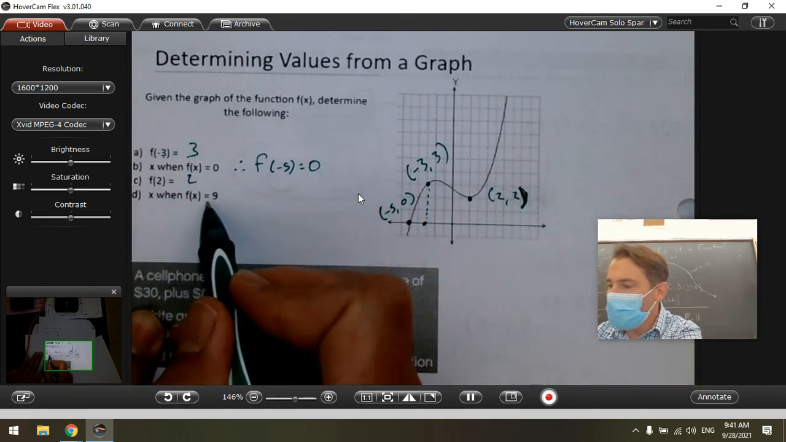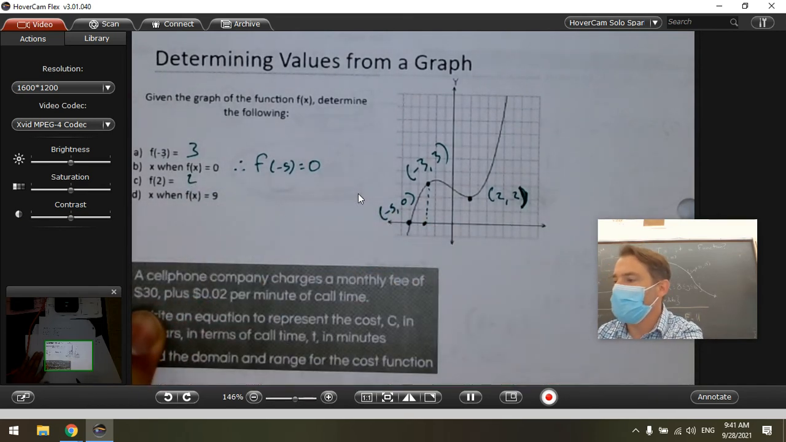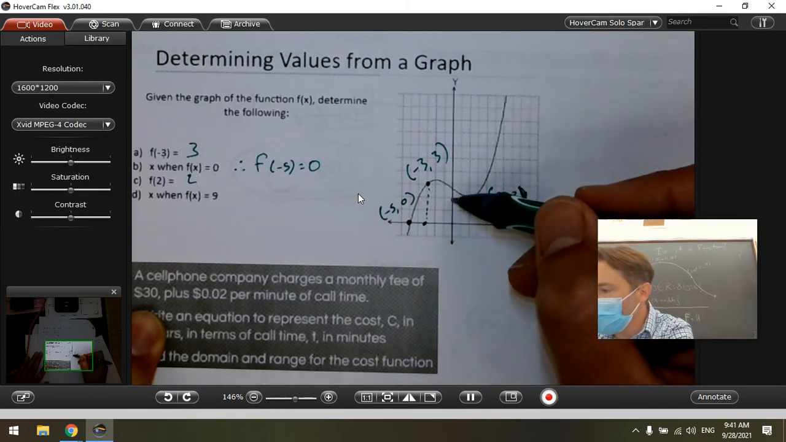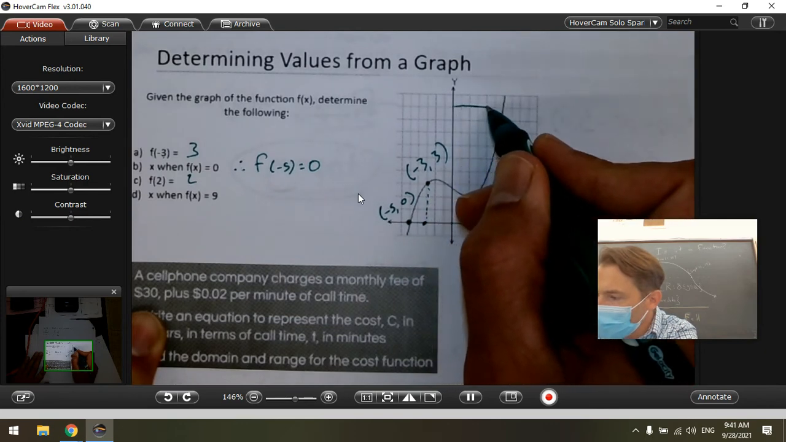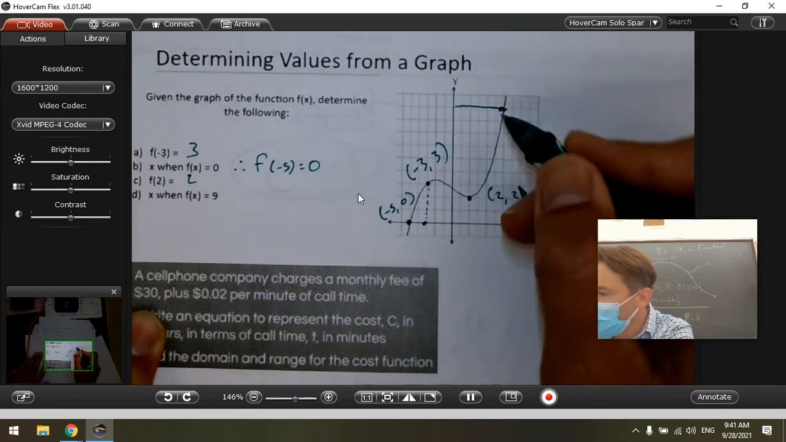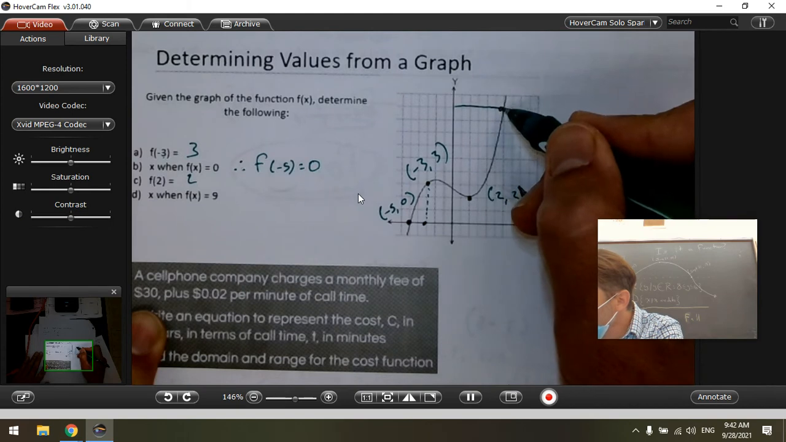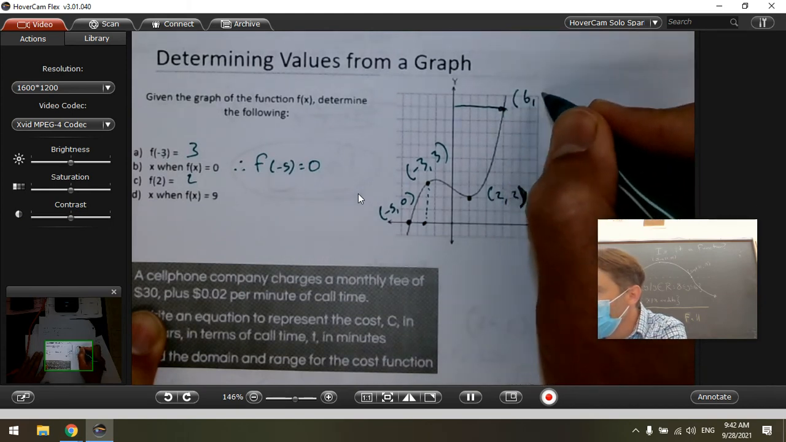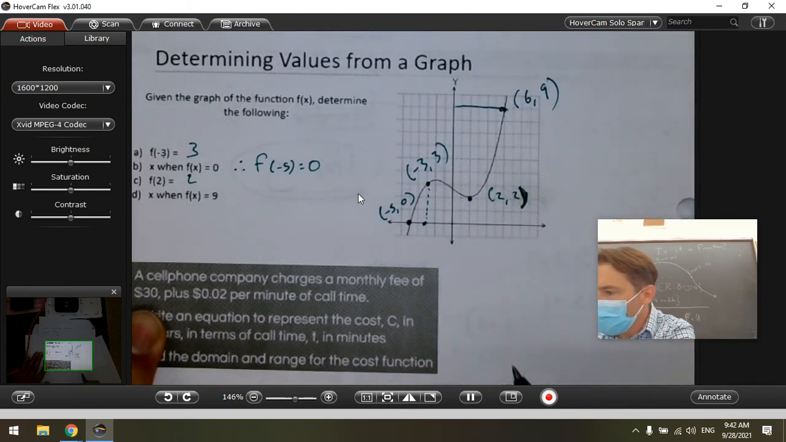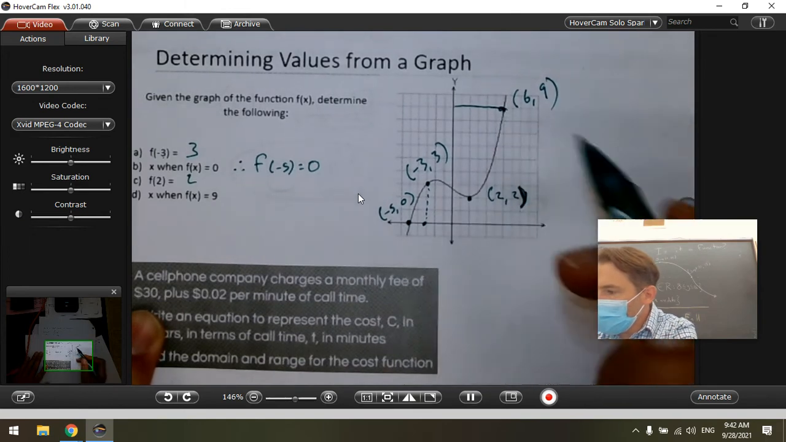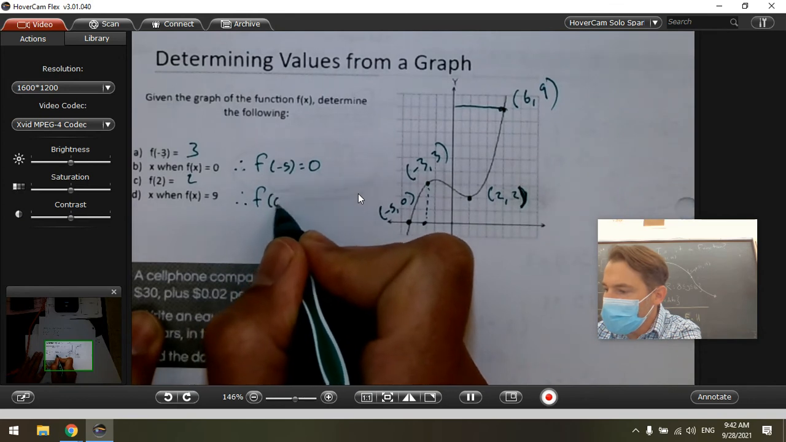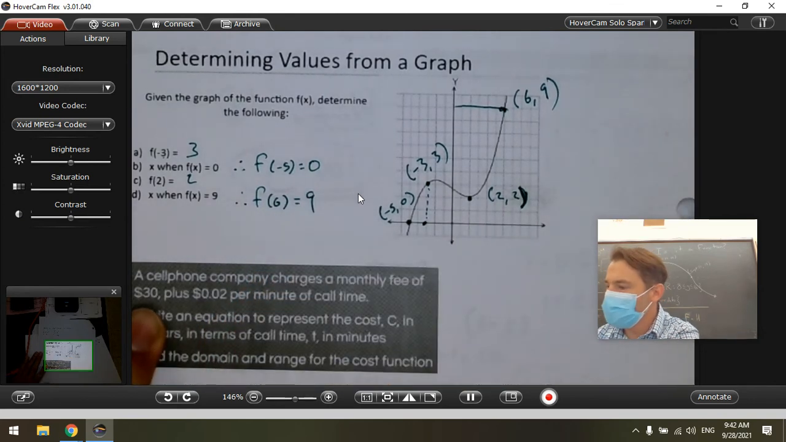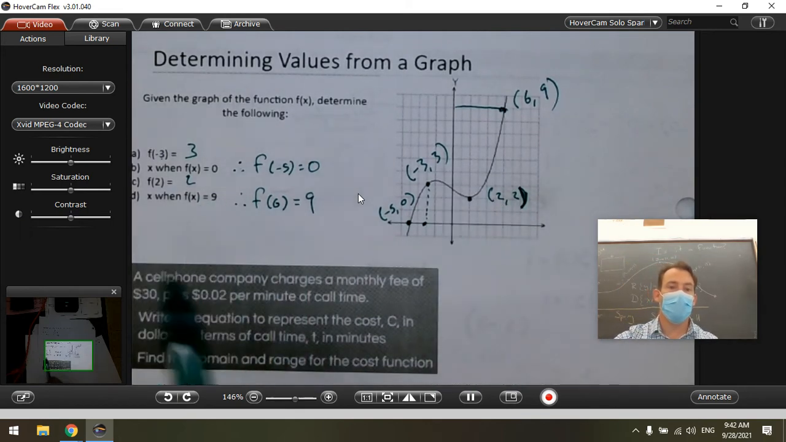And then what's x when f of x is equal to 9? 6. Yeah, it looks like about 6. I go up 1, 2, 3, 4, 5, 6, 7, 8, 9, and then go hunting for my x, which is here at 1, 2, 3, 4, 5, 6. So that's the point (6, 9). Therefore, f at 6 equals 9. Okay, so that's reading off of a graph, these types of things.